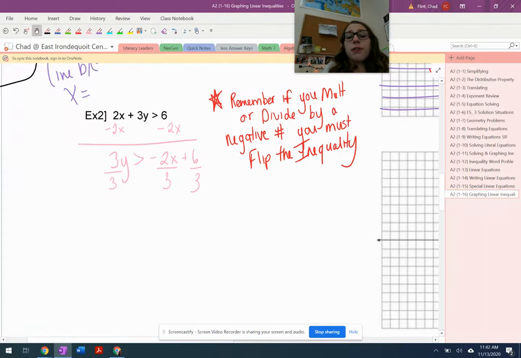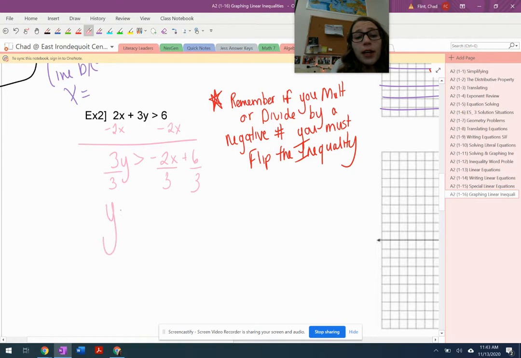Here, I don't need to do any flipping because I'm not dividing by a negative. I'm dividing by a positive 3, so that's not relevant here. But there will be one on your homework that you have to watch out for. So y is still greater than negative 2/3 x plus 2.